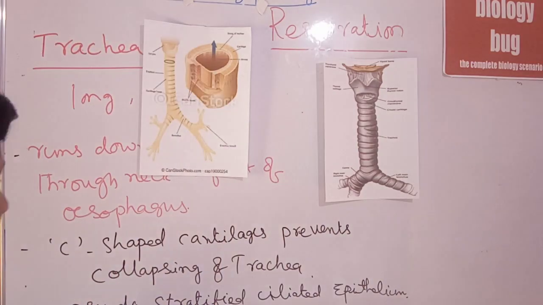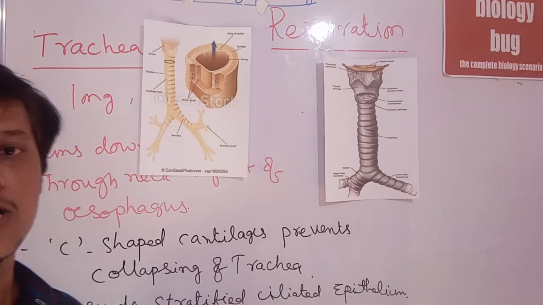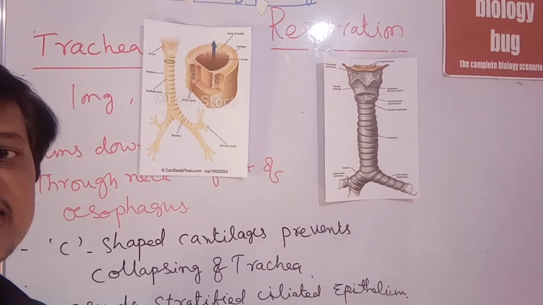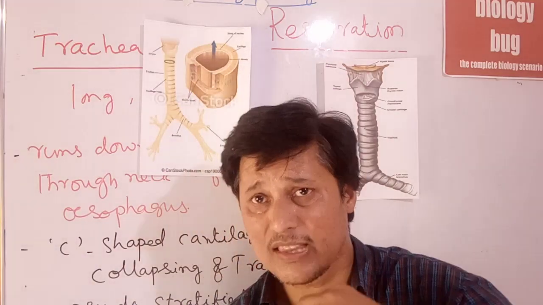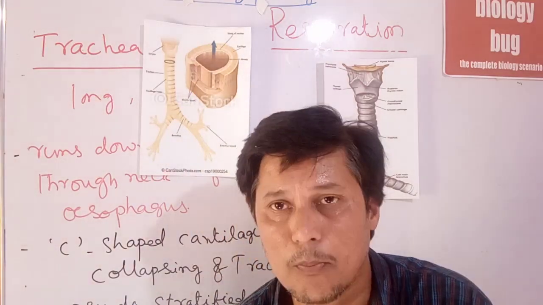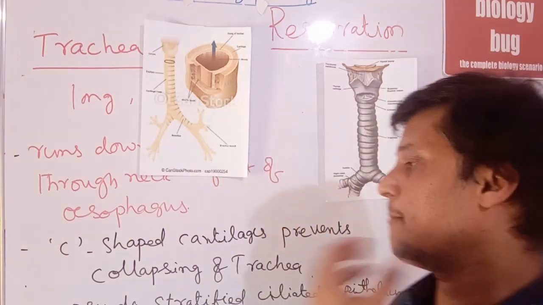The trachea is lined by pseudo-stratified ciliated epithelium. It is useful to send out any food particles or bacteria by the beating of cilia.